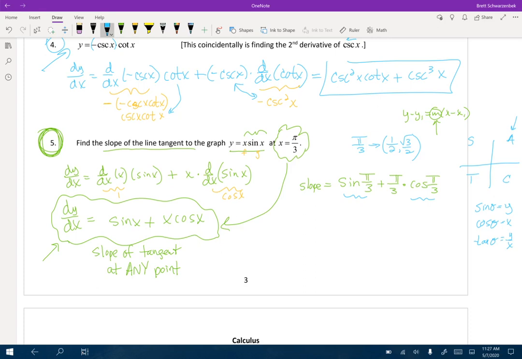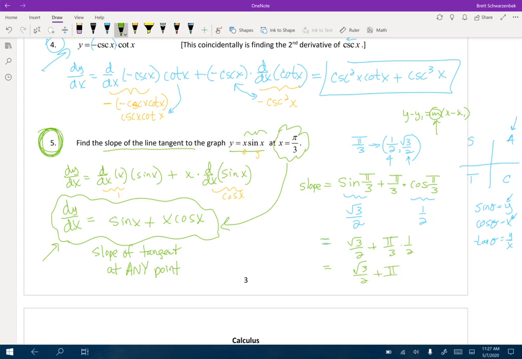So what does that mean? If we want to find the sine of pi over 3, the sine is the y-coordinate of our pi over 3 angle, which is a positive root 3 over 2. Let's just do shortcut work here. The cosine is the x-coordinate and is positive, so that is 1/2. If we do the math here, we're going to get root 3 over 2 plus pi over 3 times 1/2. Well, pi over 3 times 1/2 is pi over 6, so we have root 3 over 2 plus pi over 6.